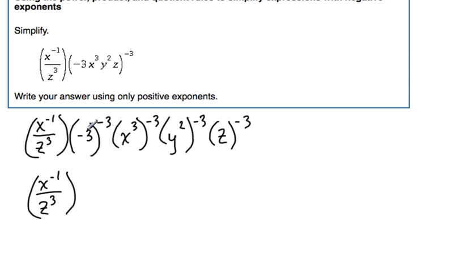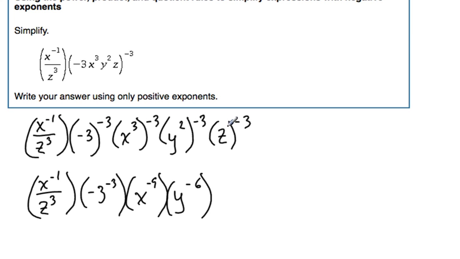Negative 3 doesn't have an exponent, so we assume that the exponent is 1. So what we're going to have is negative 3 to the negative 3 power. X does have an exponent of 3, so first off what we're going to do is multiply the exponents. 3 times negative 3 will get us negative 9. Let's write y. 2 times negative 3 will get us negative 6. Z does not have an exponent just like the negative 3, so we assume that it's a 1, and what we're going to wind up with is z to the negative 3 power.